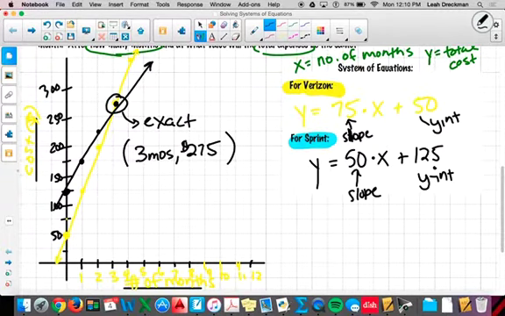All right, so once you get your graph set up, it's pretty easy. It's just writing the equations and figuring out what those relationships are to see where the lines intersect. So that's that.